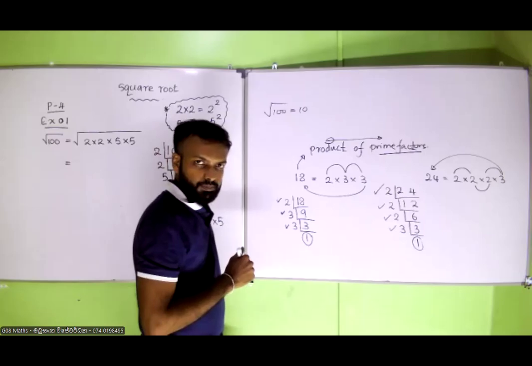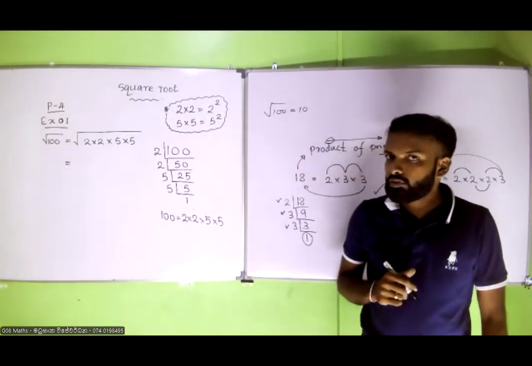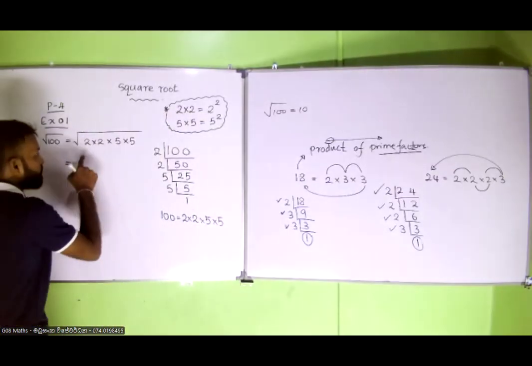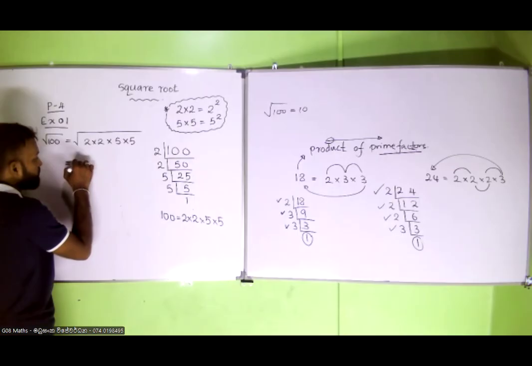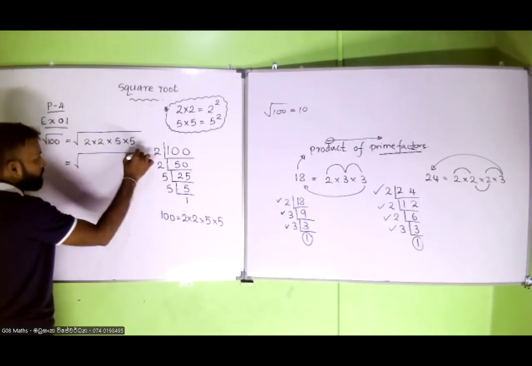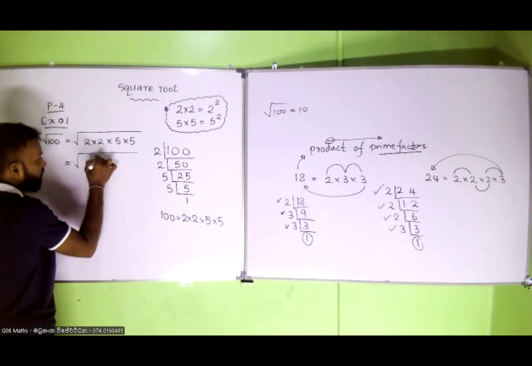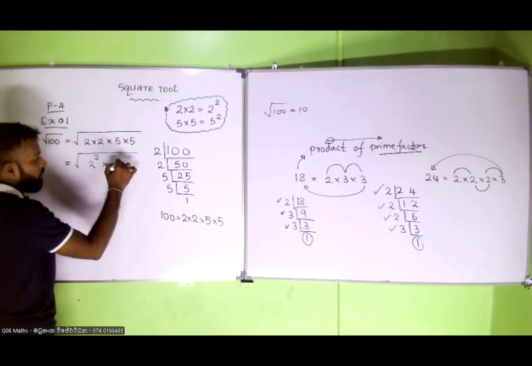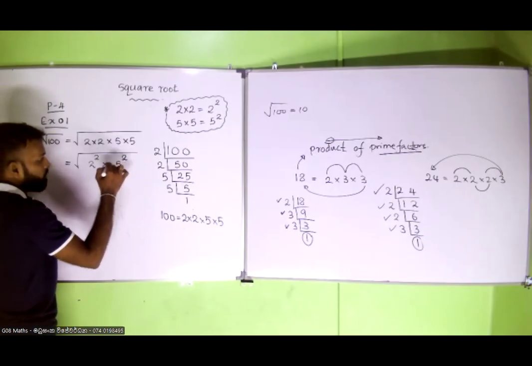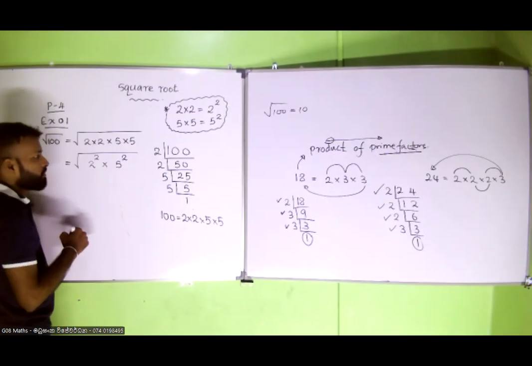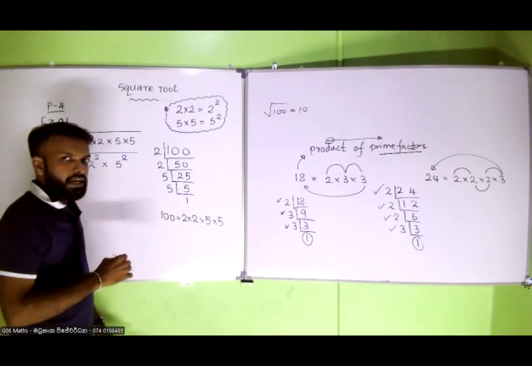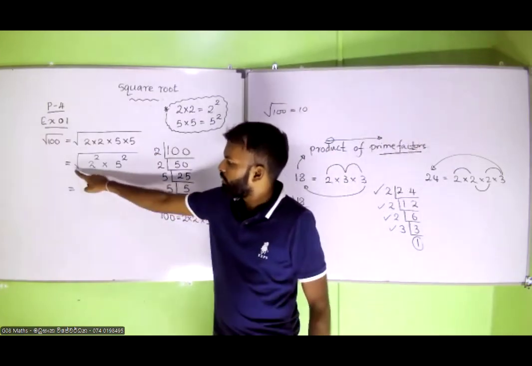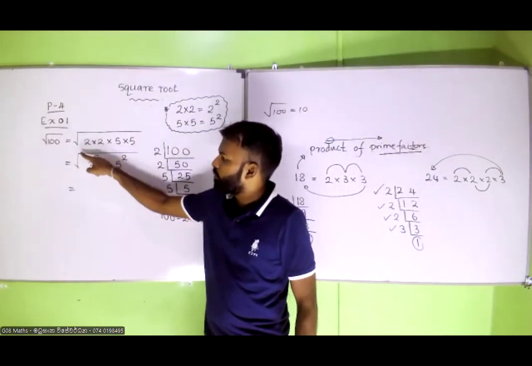So now focus on the board. Here we have 2 multiplied by 2, that means 2 to the power 2. And 5 multiplied by 5 is 5 to the power 2. So we can write this as... what is the meaning of this?